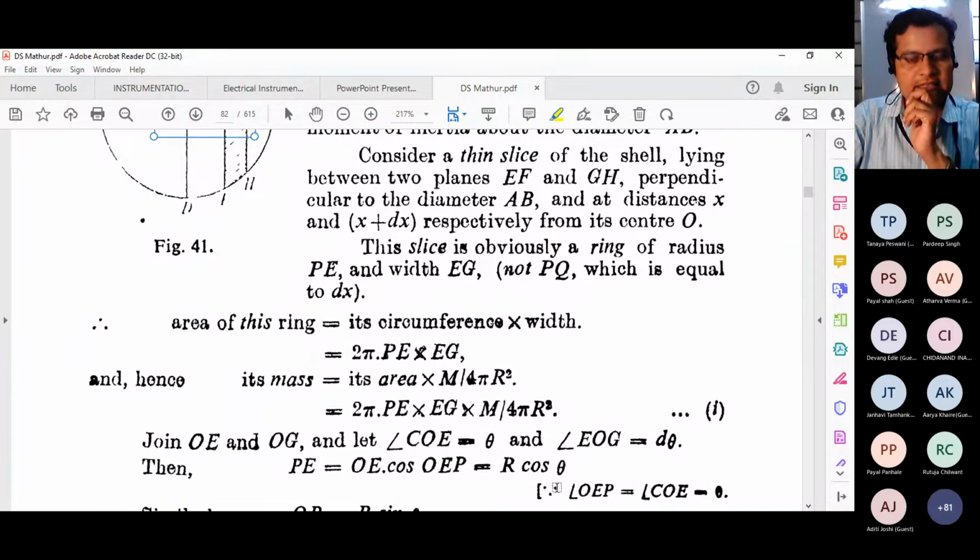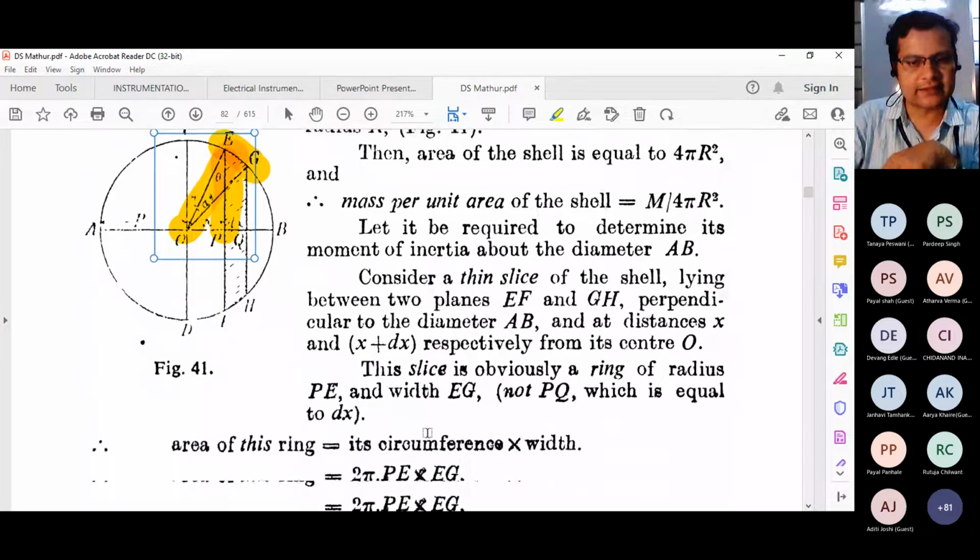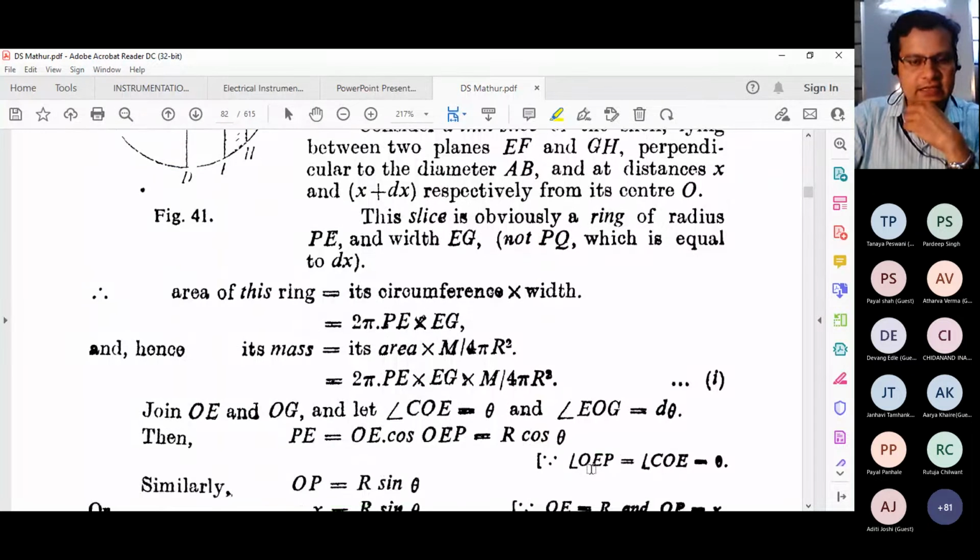And this EOG makes a small angle, I say small d theta, the angle over there, because that EG is a very small portion subtended on that particular shell, which makes an angle at the center of value d theta. So can we use the geometry over here?